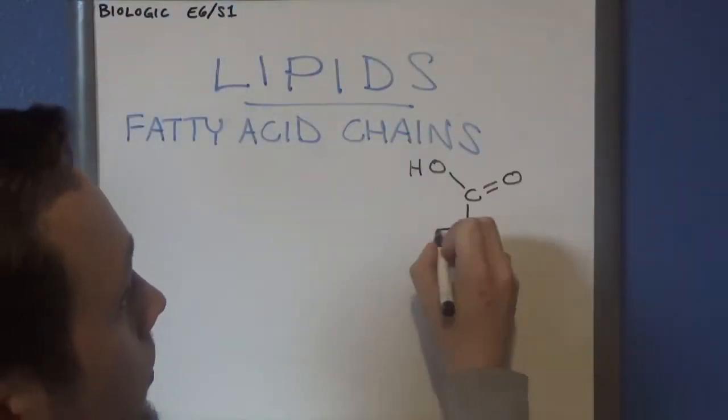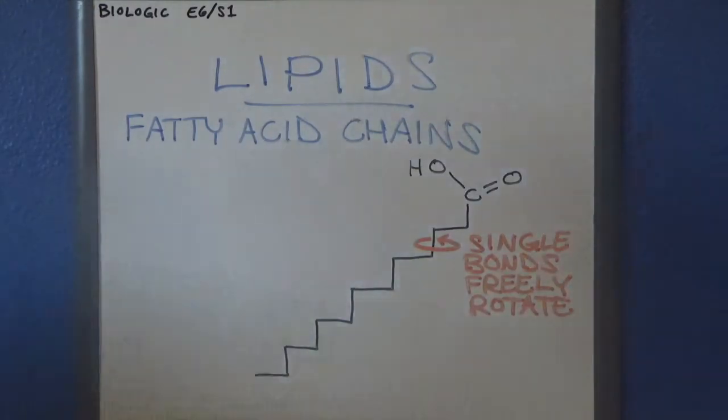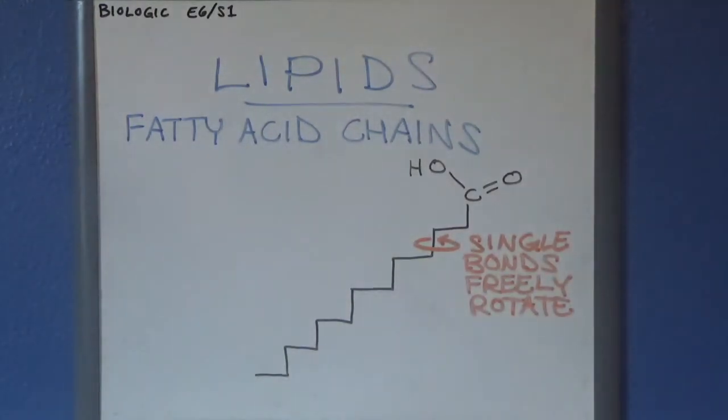When carbon atoms form chains connected by single bonds, the carbon atoms can rotate freely, which makes three-dimensional bends in the chain. It's kind of like having a string of yarn that you're just shaking around. It's going to flop all over the place.